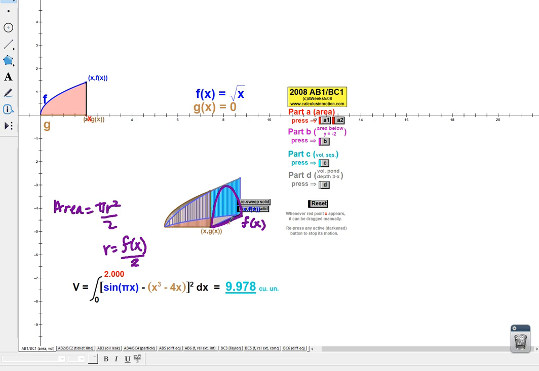Area of a circle is pi r squared. The distance from here to here is a radius. Well, this entire distance is my diameter, which is the same as my function. So half of that would be my radius. So f of x over 2 would be my radius. Okay, so going back to our flip chart here.